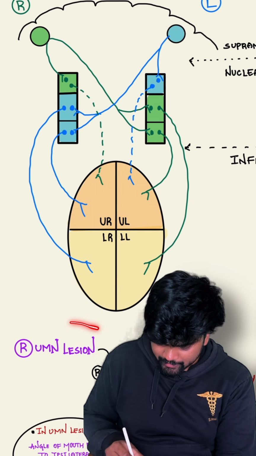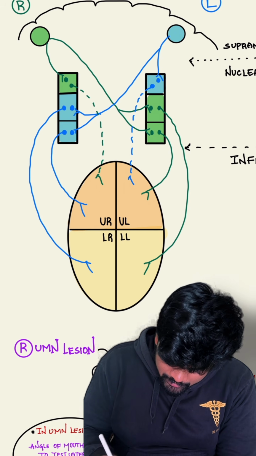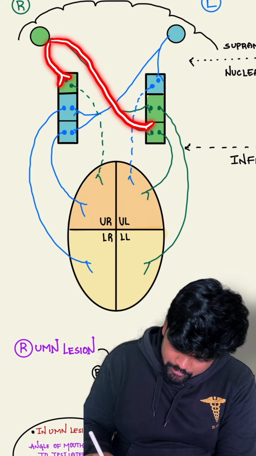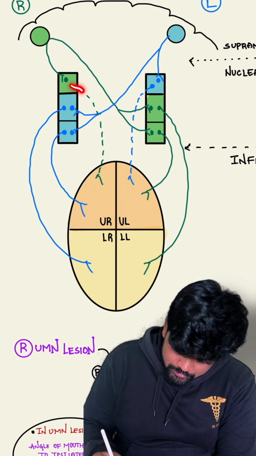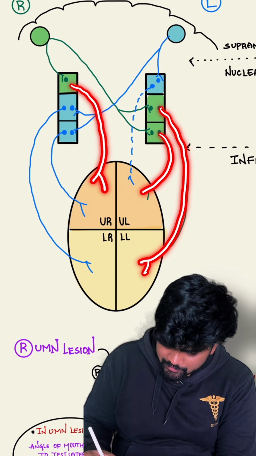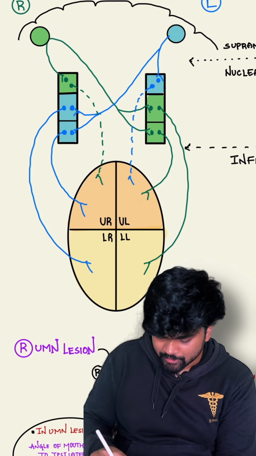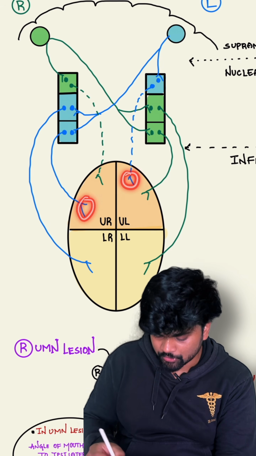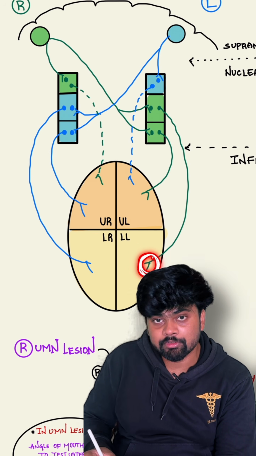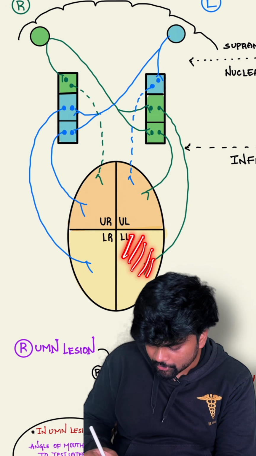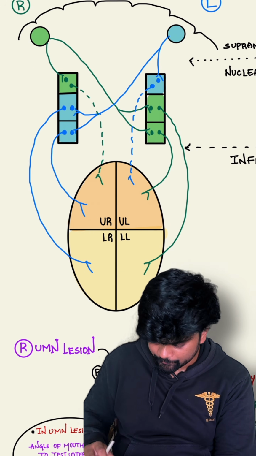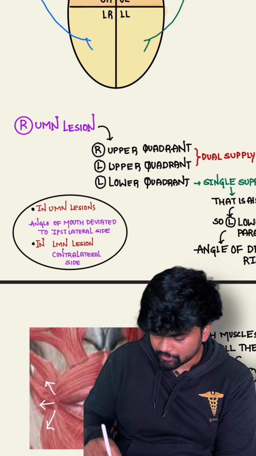Now we will study about right side UMN lesion. Assume there is a lesion of this nerve, so the nerve here will also go, and the nerve supplying the contralateral will also go. So the nerve supplying the ipsilateral upper quadrant and the nerve supplying the contralateral lower as well as upper quadrant are gone, but the upper quadrant has the dual supply from the other side also. So the upper quadrant will be spared in UMN lesion, but the lower quadrant, this nerve is gone, so the lower quadrant has single supply, the lower quadrant is gone. So in right UMN palsy, the left lower quadrant is gone. So that's what I explained over here.